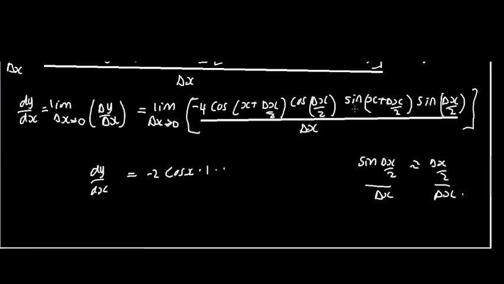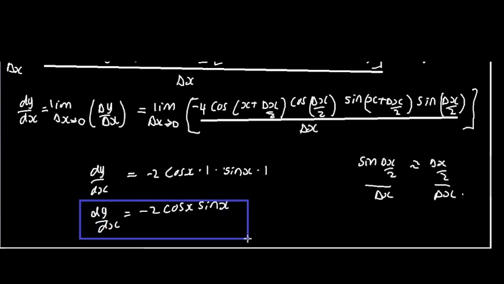And then remember, we have this also. We have this part getting to 0. We shall have times sine x, and then times 1, like that. So we shall have our dy/dx being equal to negative 2 cos x sine x. And then this is the derivative function of our function we had in the first place.